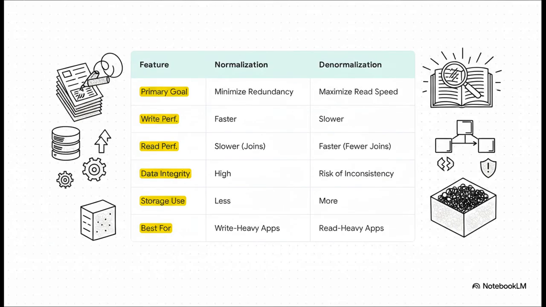And this table really lays out those trade-offs beautifully. Look at normalization. Its goal is integrity, it's faster for writing data, and it saves on space. This makes it perfect for write-heavy applications, like an online store's checkout system where new orders are constantly being created. Then you've got denormalization. Its goal is performance. It's way faster for reading data, but it uses more space, and you have to be careful about inconsistencies. This makes it a no-brainer for read-heavy applications, like that analytics dashboard we talked about.